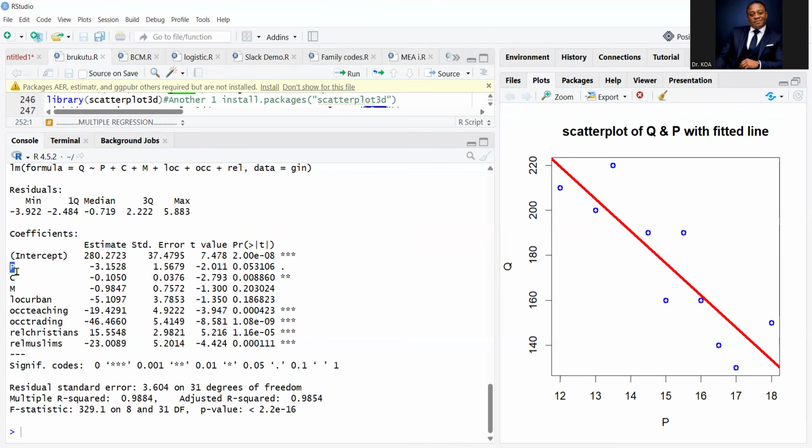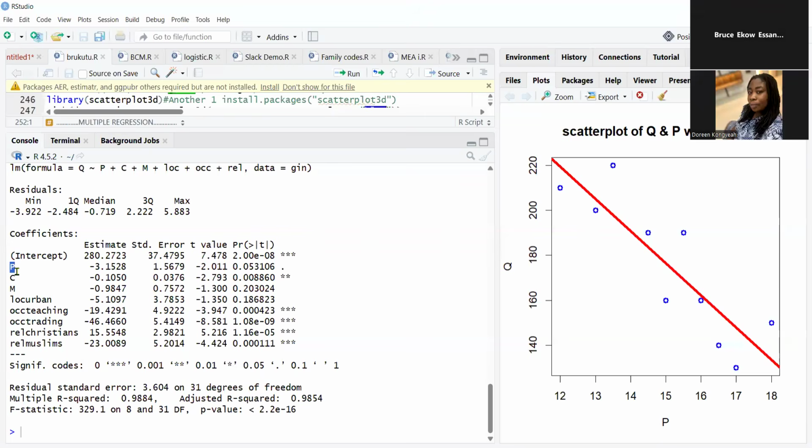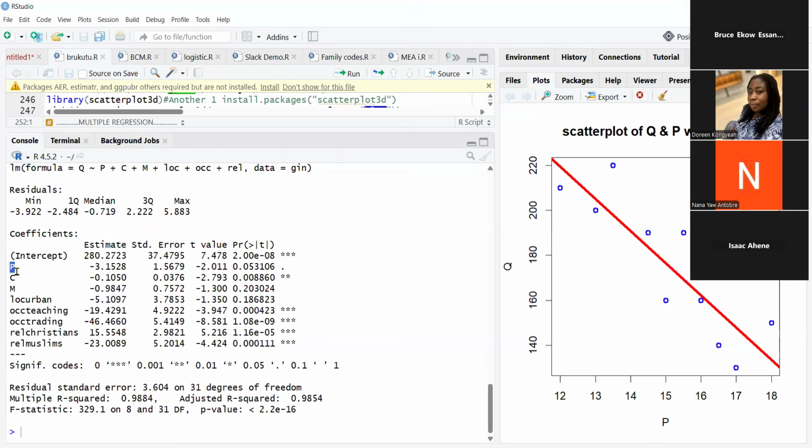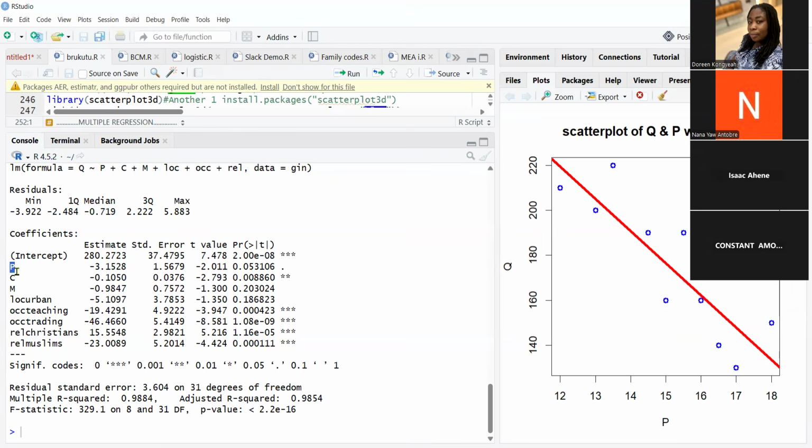It's tricky. Who knows the answer but is slightly confused? Yes, Bruce. It's not significant. Explain. Because the value is 0.05 and the concept says that it should be less than 0.05. For that matter, it's not actually significant.